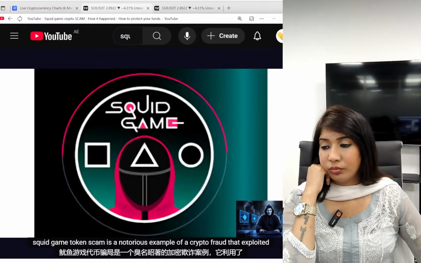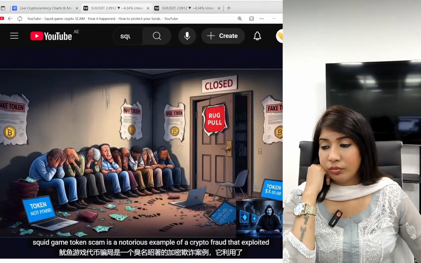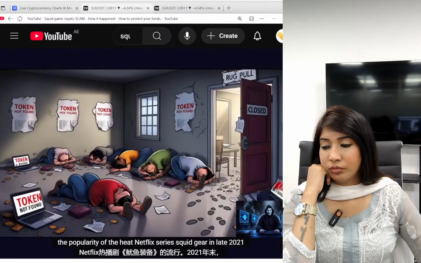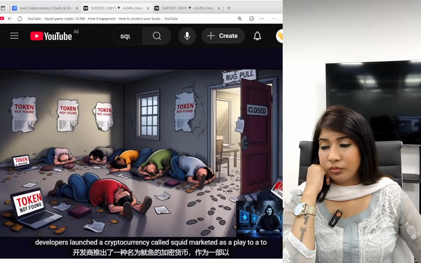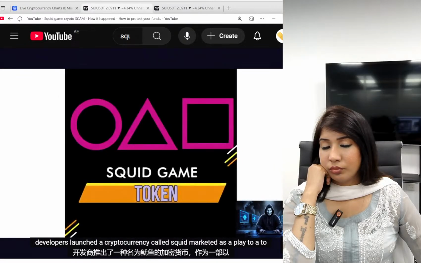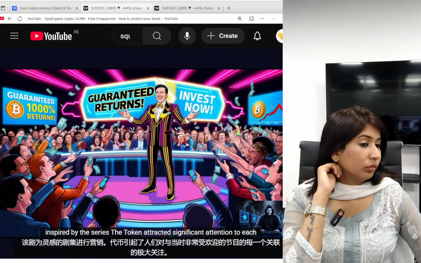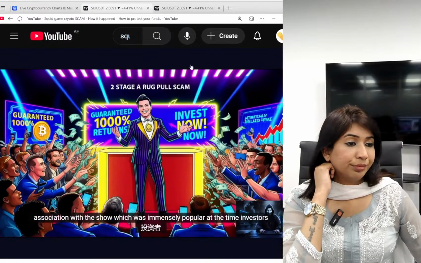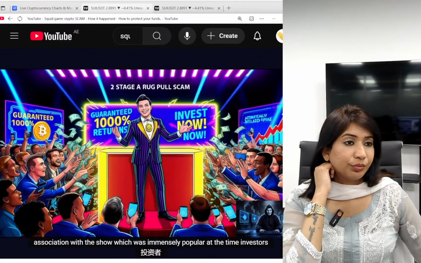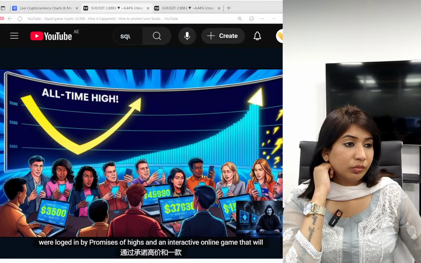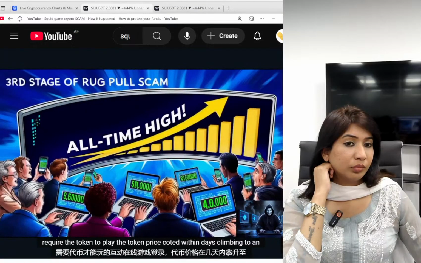The Squid Game token scam is a notorious example of a crypto fraud that exploited the popularity of the hit Netflix series Squid Game. In late 2021, developers launched a cryptocurrency called Squid, marketed as a play to earn tool inspired by the series. The token attracted significant attention due to its association with the show, which was immensely popular at the time. Investors were lured in by promises of high returns and an interactive online game that would require the token to play.